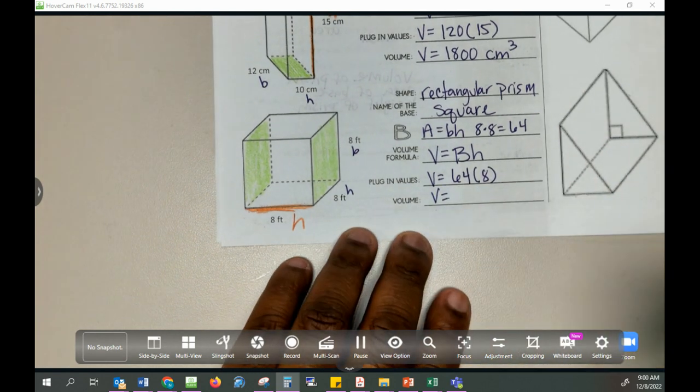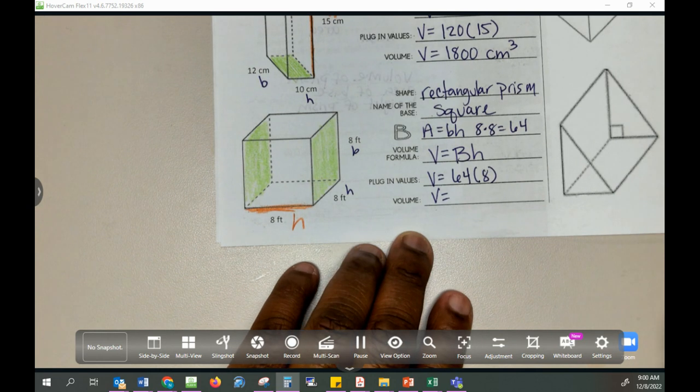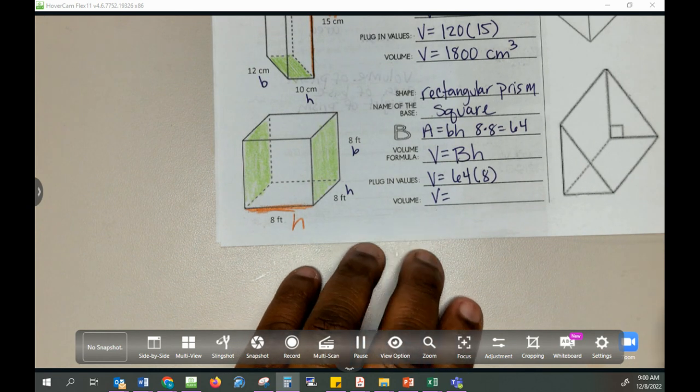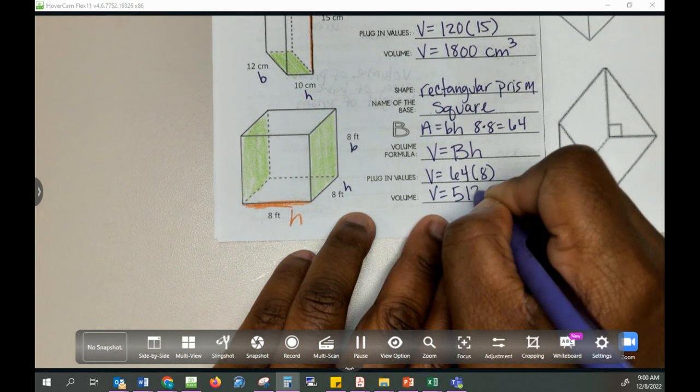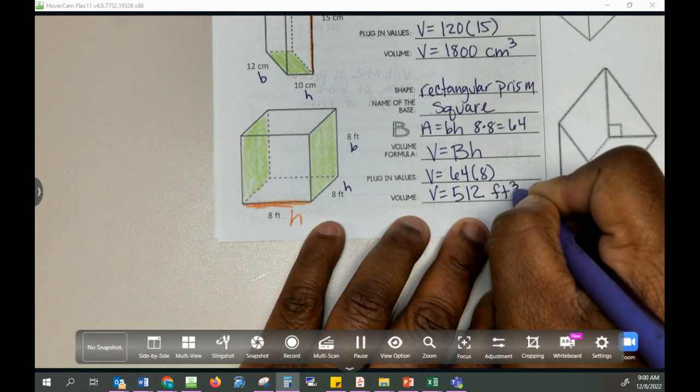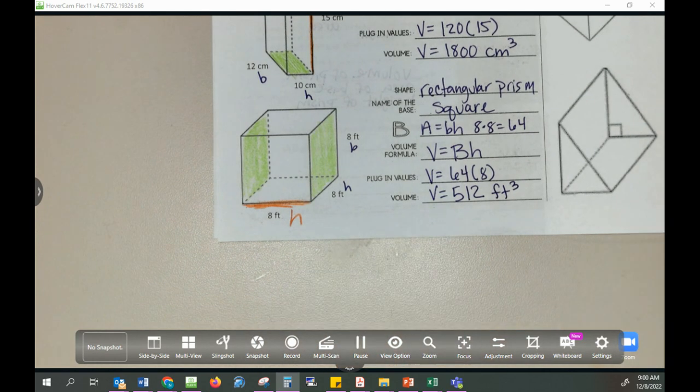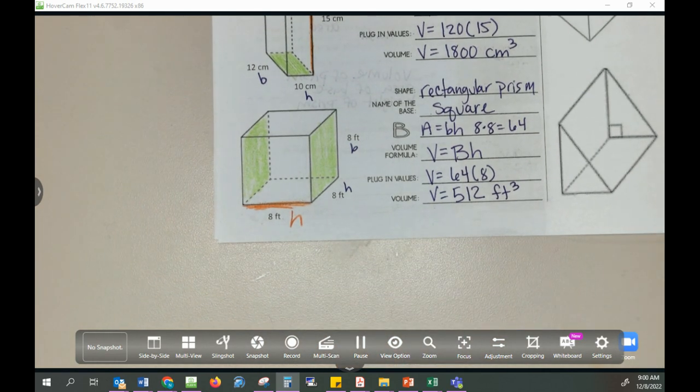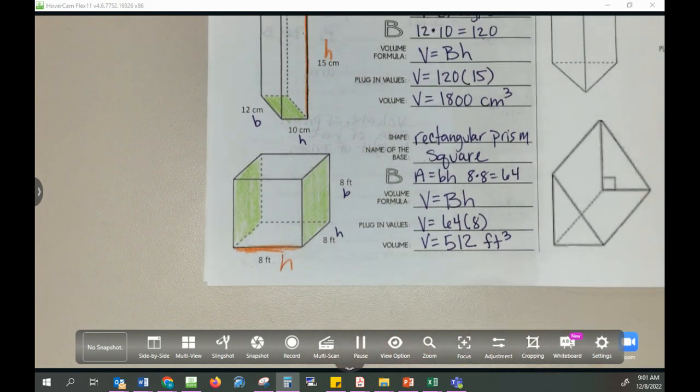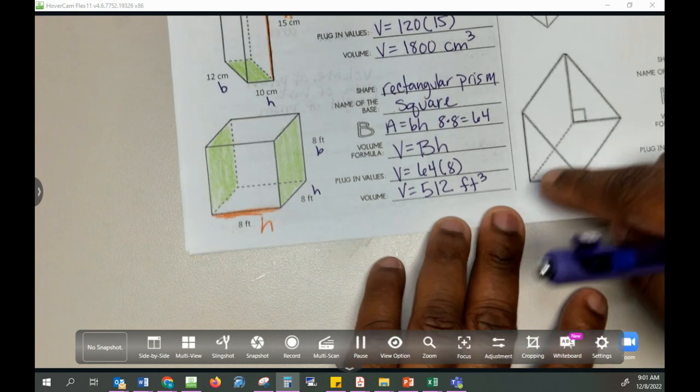is what? Does anyone have it? Yes, 512 cubic feet. Because you're multiplying three things. Yes. And the fact that it's three-dimensional. And that's why when you find area of a two-dimensional shape, it's square. But so there we go.